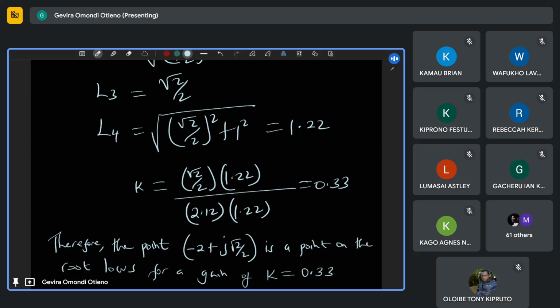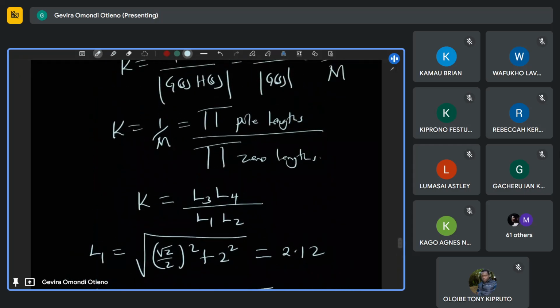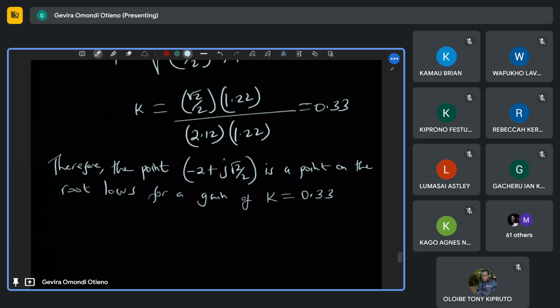So you must always consider the angle condition, because that is what determines whether the point is on the root locus or not. And once you realize that the point is on the root locus, then you can obtain the gain K by using the magnitude condition. The gain is obtained using the lengths of the poles and zeros. So it's the product of the pole lengths divided by the product of the zero lengths. Please remember that. Good. So unless there's any question at that point, let me do one last example before I move on to my point today.